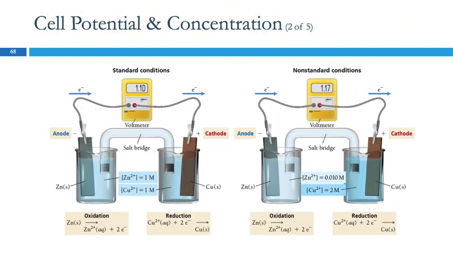So here we have an illustration of this same thing. Here we have 1 molar ion concentrations in each half cell, and here we've got 0.01 here and 2 there. This is going to have a higher voltage.